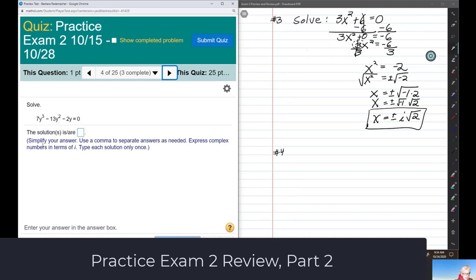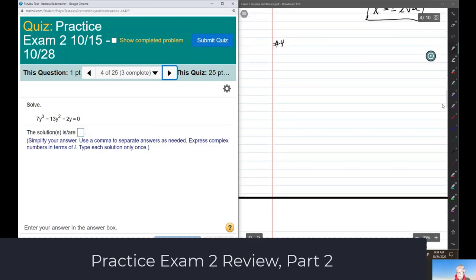All right, the instructions down here, well, the big instructions, the top instructions just say solve. The bottom instructions say simplify your answer. Use a comma to separate answers as needed. Express complex numbers in terms of i and type each solution only once. Okay, whatever.